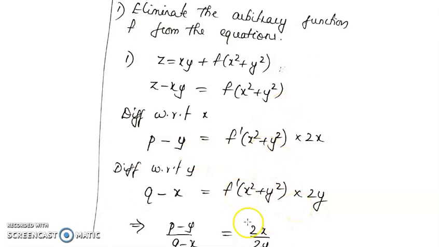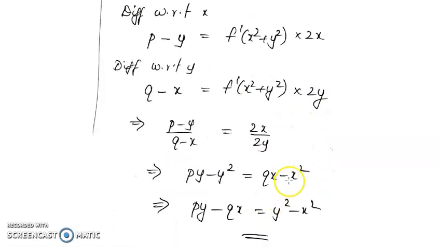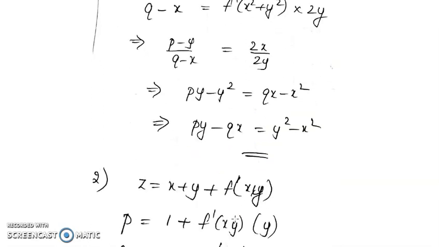Now if you divide both the equations, you can see that f dash will go off and your equation will be free from the arbitrary function. So that will give the required partial differential equation. So the equation is py minus y square equal to qx minus x square, or that is py minus qx equal to y square minus x square.